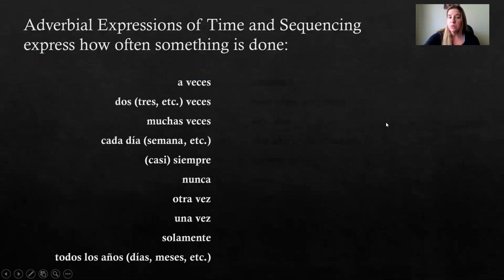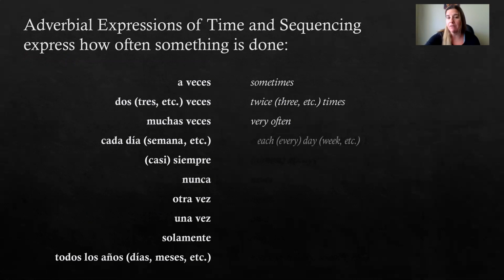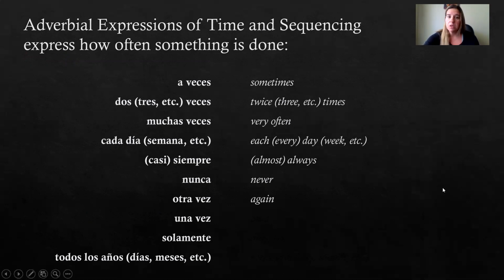Adverbial expressions or sequencing tell us how often something happens. And so these are all adverbs or adverbial expressions. And most of these, you probably already know. So words like a veces, sometimes, or maybe something has happened 2 or 3 times, dos veces, tres veces, muchas veces, a lot of times, or very often. Cada día, cada semana, cada mes, cada año, every day, every week, every month, every year.